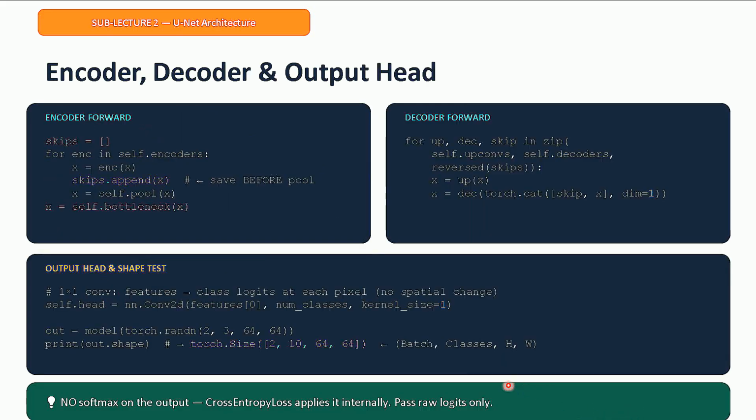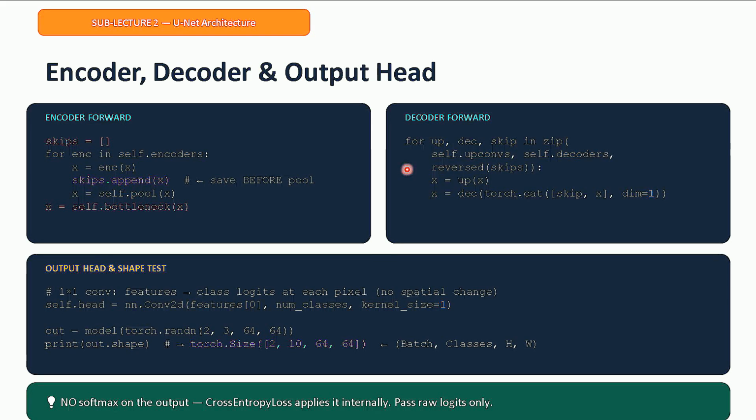Now let us look at the forward pass. The encoder is a loop. For each level, we apply the DoubleConv block. We save the output, and then we apply MaxPool to halve the spatial size. Notice we save before the pooling. This is the skip connection. We are saving the full resolution features for later.